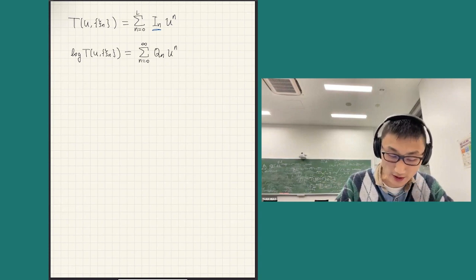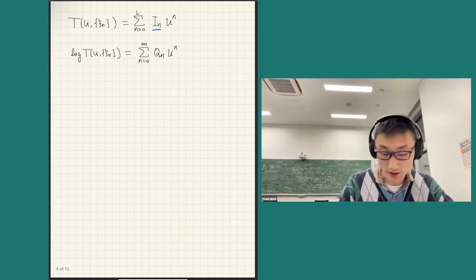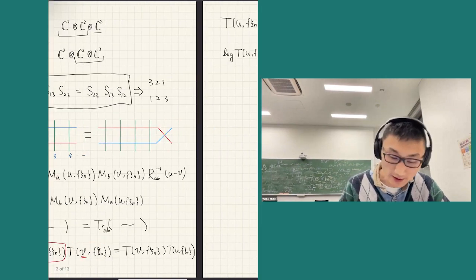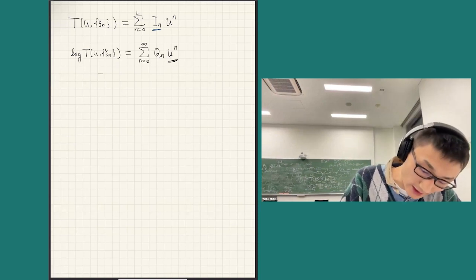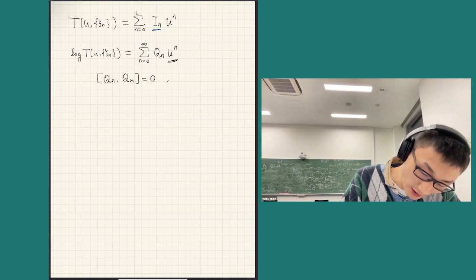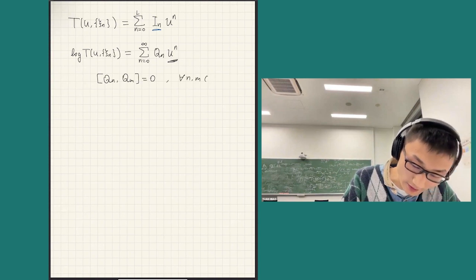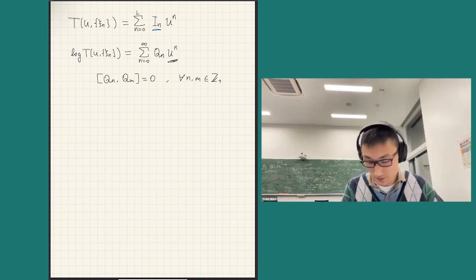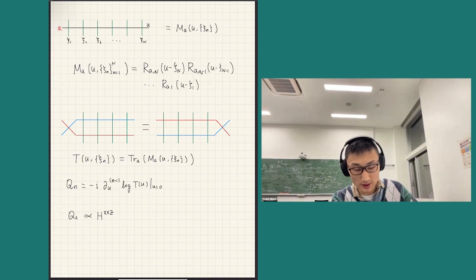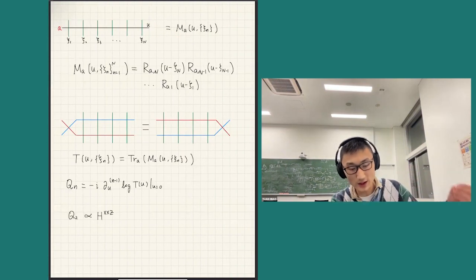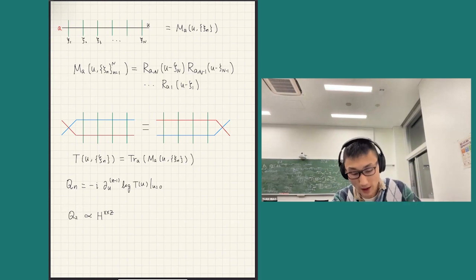And since we know that all the log of TU also commute with log of TV, and it's true for any order of this UN, this implies that all these Qn and Qm commute with each other for any n and m, essentially positive integers. And this gives us some relation to the existence of infinite conserved quantities for some quantum Hamiltonian.